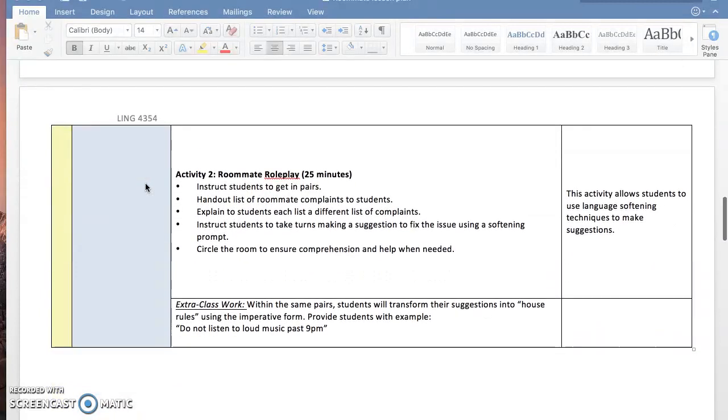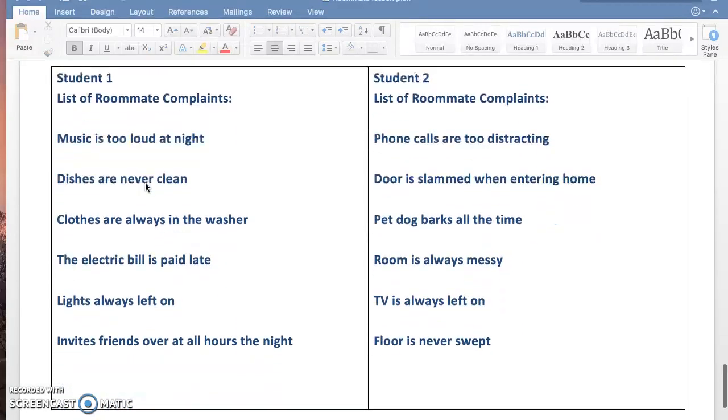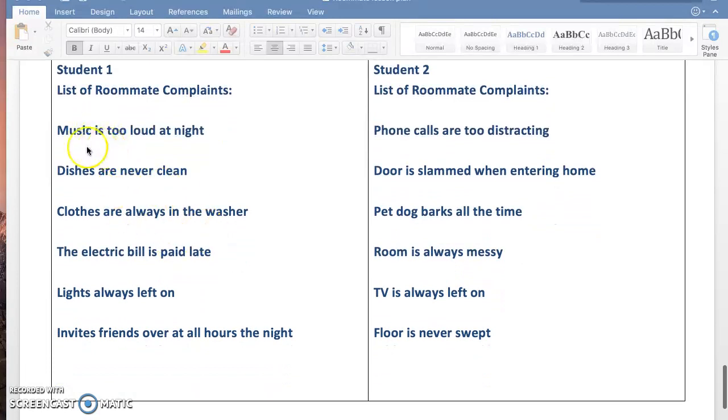Okay, so the next activity would be a role play activity that would take about 25 minutes, and it would just be a roommate role play. So students will be in pairs for this activity, and they will be given a list of roommate complaints. So students must then take turns making suggestions in a polite manner based on the complaints. So I created a list of common mishaps that happen between roommates.